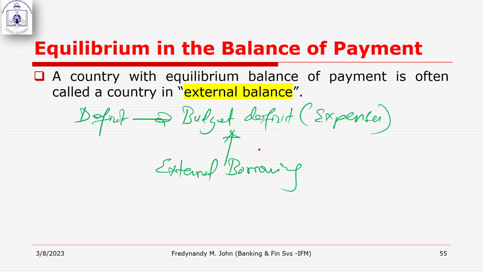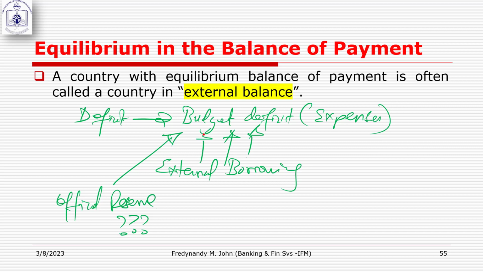Again, the deficit of any kind can as well be financed by the official reserve. Now it comes to the question, how much official reserve do you have in order to finance the deficit? If the official reserve is sufficient, well, otherwise you may become overdependent on the external borrowing. Now, external borrowing is expensive because you have to pay the loan with its subsequent interest.